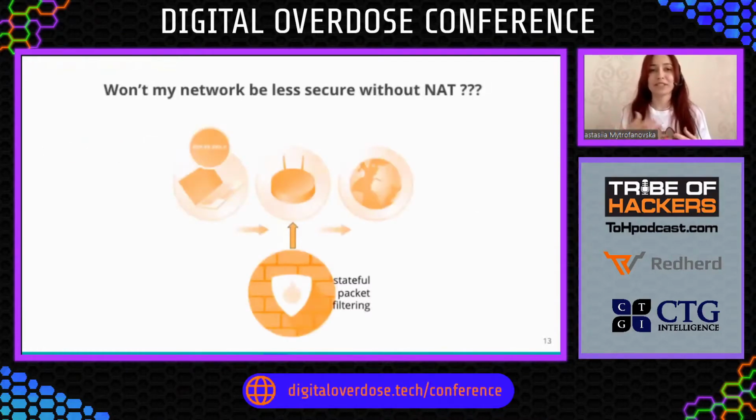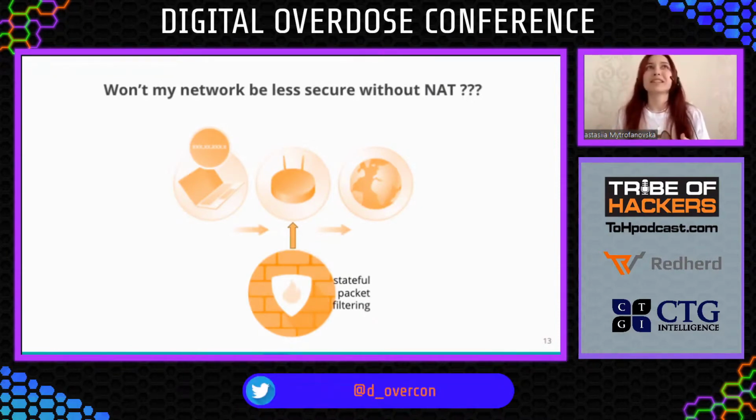So I mentioned that with IPv6, we don't need NAT anymore, but you may also have question, won't my network be less secure without NAT? But actually, translating addresses does not provide any security benefits because in many cases, NAT or network address translation require an outgoing connection to be present before they will allow an incoming connection. And this so-called stateful packet filtering can be enabled for IPv6 as well.